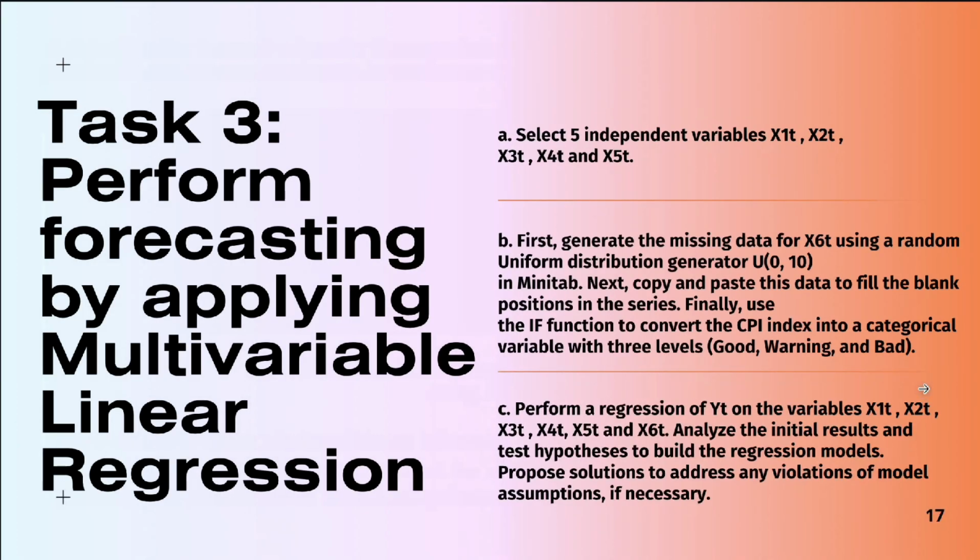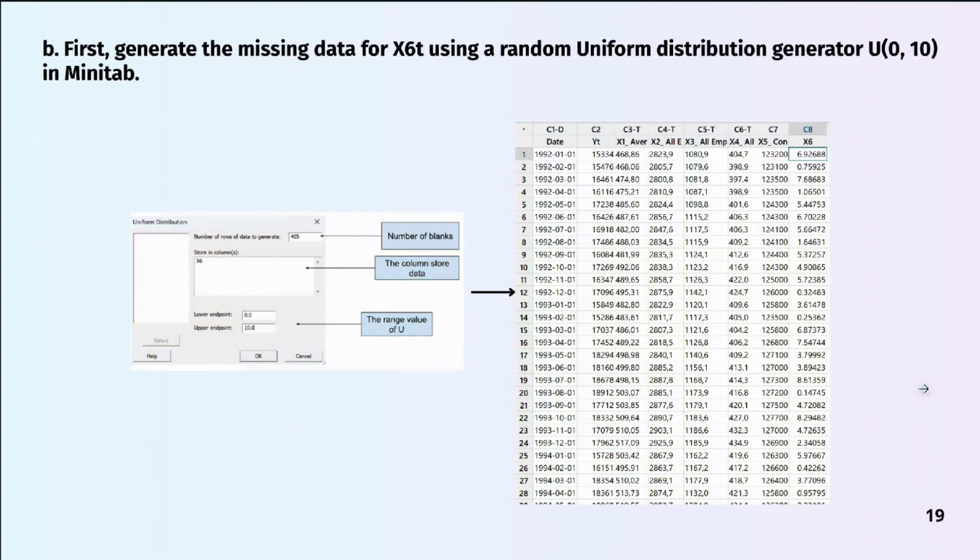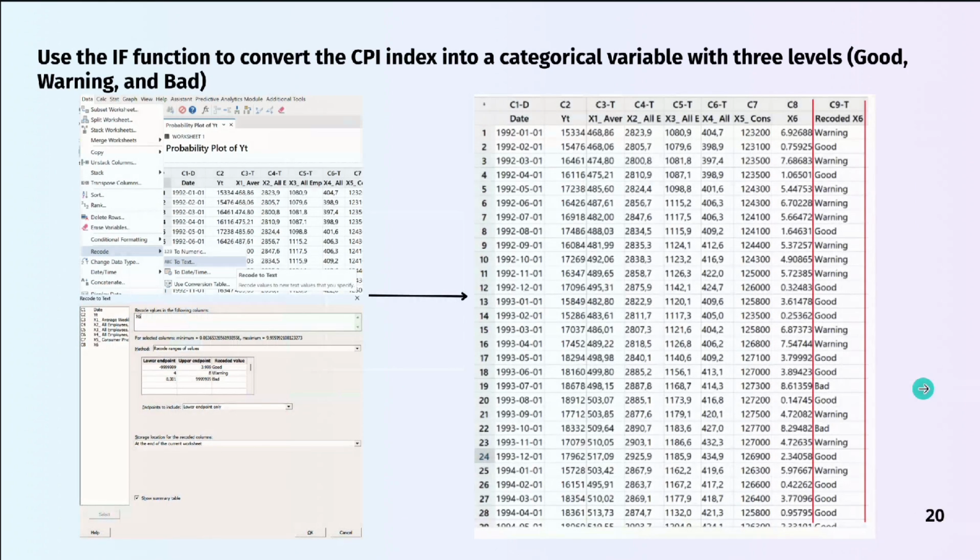Okay, next is test 3, forecasting using a multiple linear regression model with the observation variable YT explained by 5 independent variables x1t to x5t. In addition, our group used Minitab to generate random data following a uniform distribution U(0,10) and obtained the following results. This is the value x6t, which is stored and used as an independent variable in the regression model.